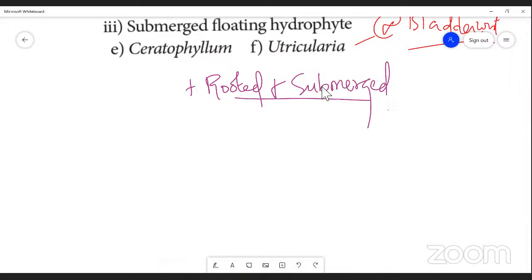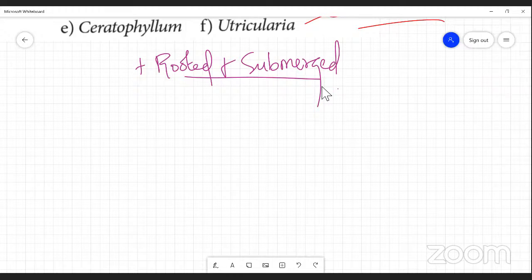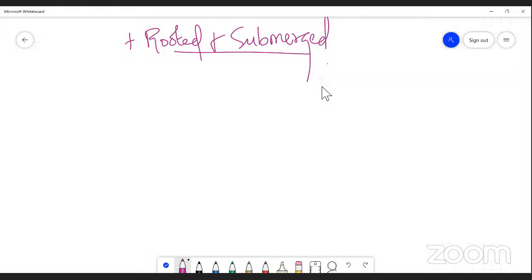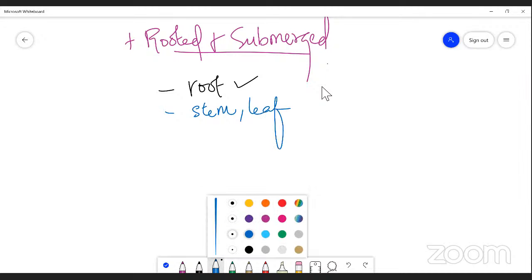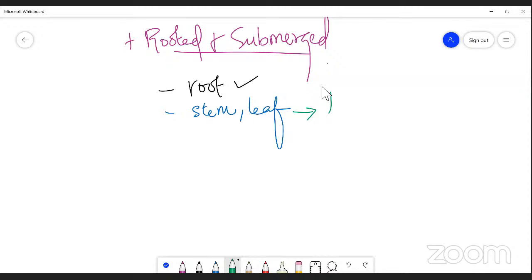Previously, just now we discussed submerged only. It is not fixed with the soil or mud, because of the absence of roots. But in this case, we are going to see that the root is there. The root is well developed, which is fixed in the soil. And the stem and leaves are simply floating.